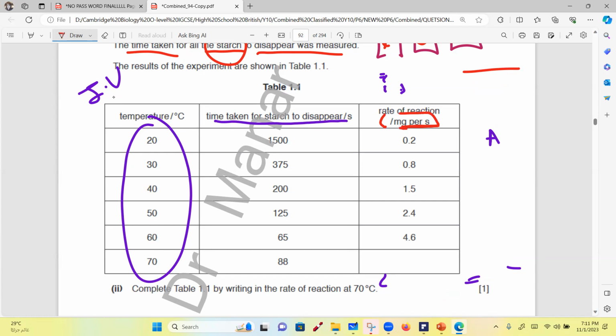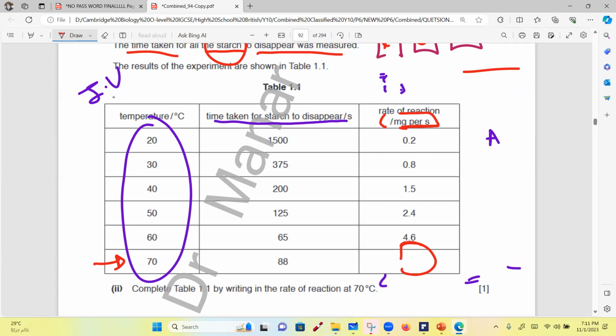Mass. Excellent. The mass, the milligram per second. They will ask you to find out the rate of the reaction when the temperature was 70. How will you do that? Cross multiplication. 300 by 88.